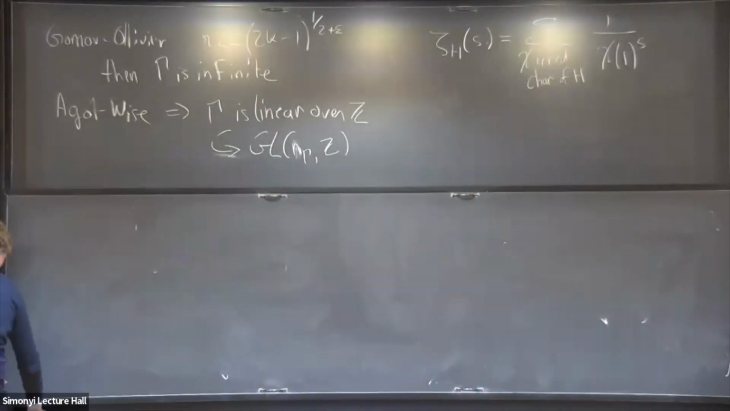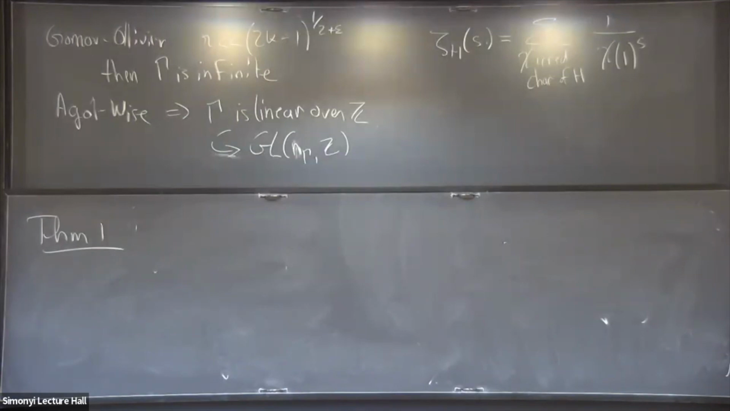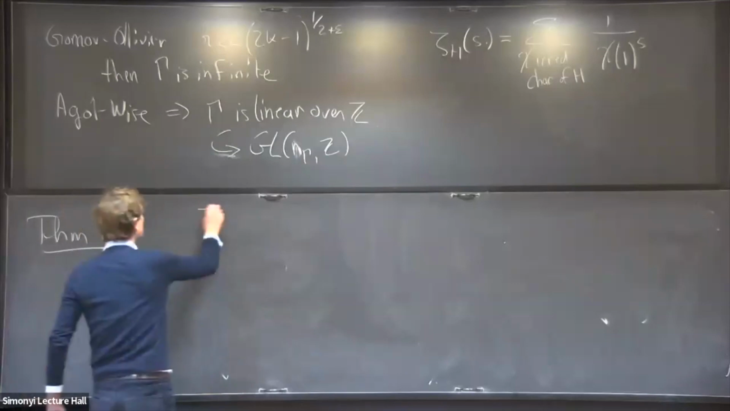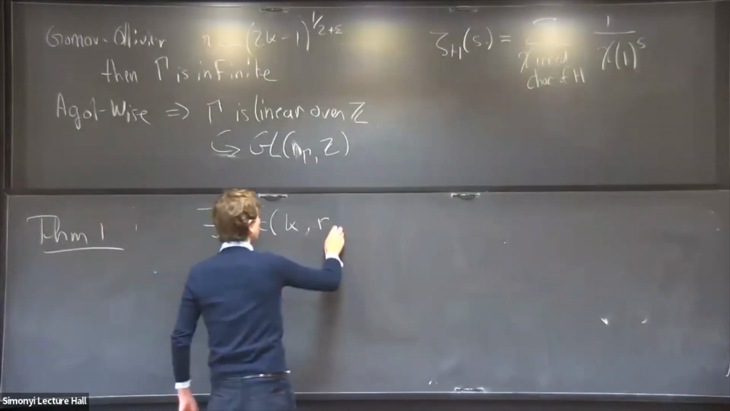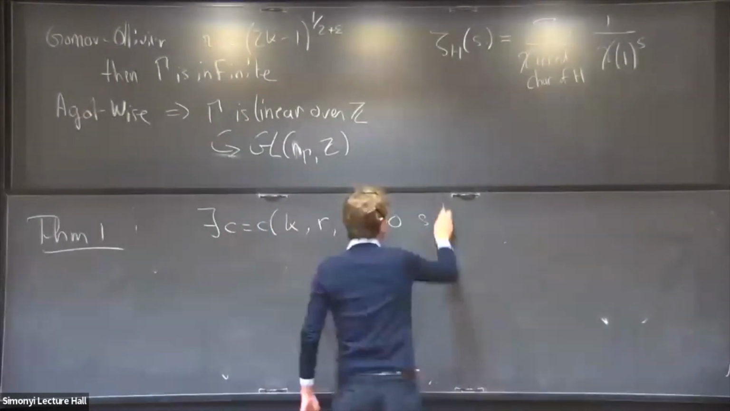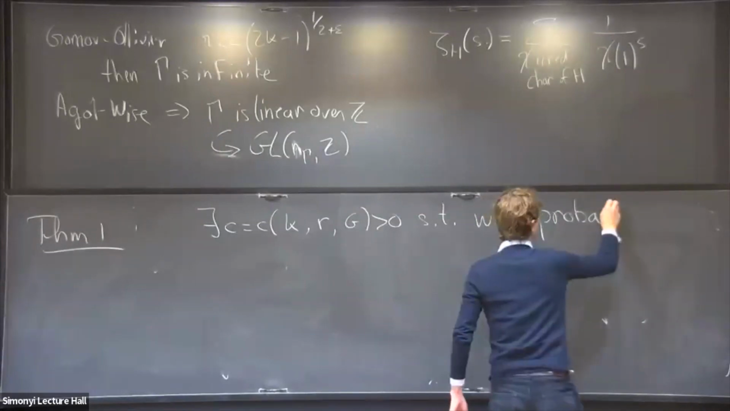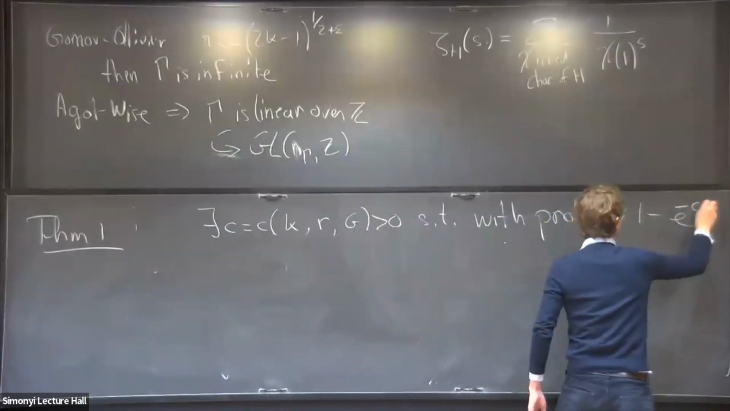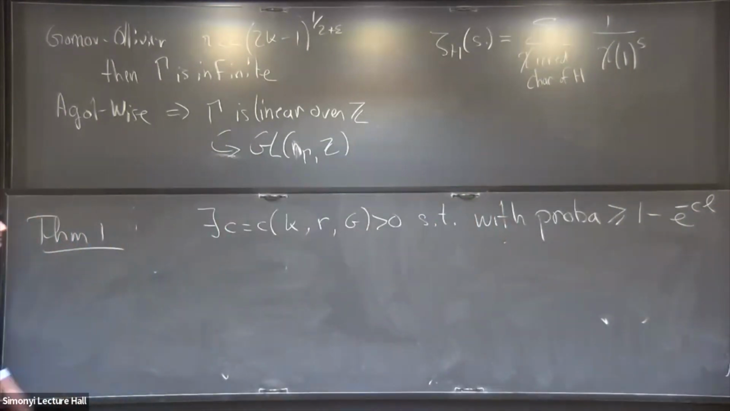So that's the theorem. That's our main theorem. It says that there exist constants which depend on K, R, and G, such that with probability at least 1 minus e^(-CL), so namely with an exponentially small proportion of exceptions, the following holds.